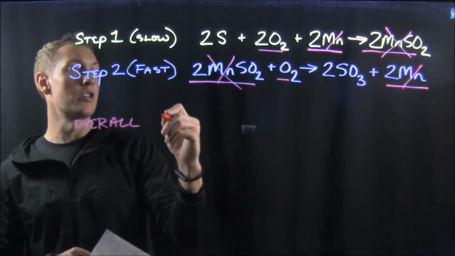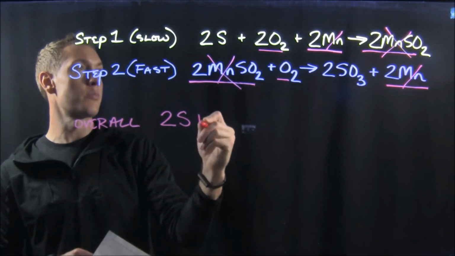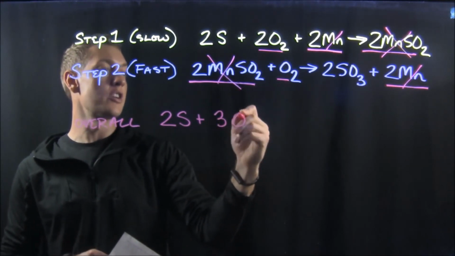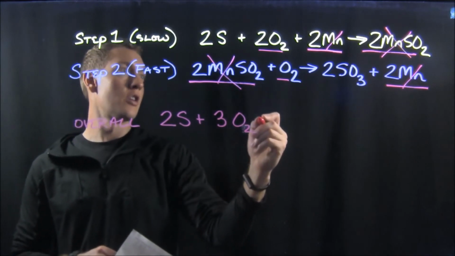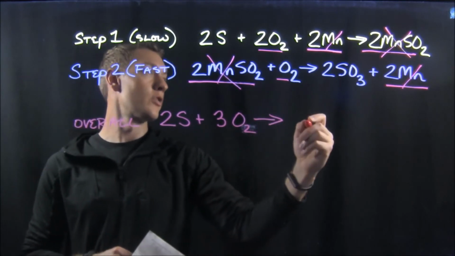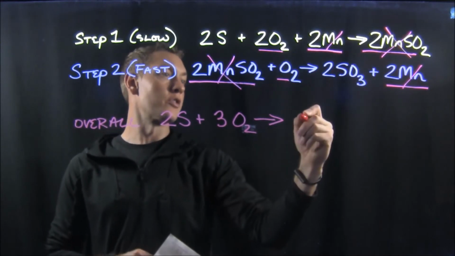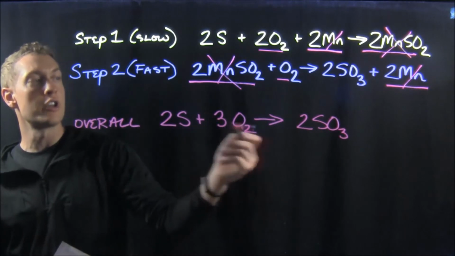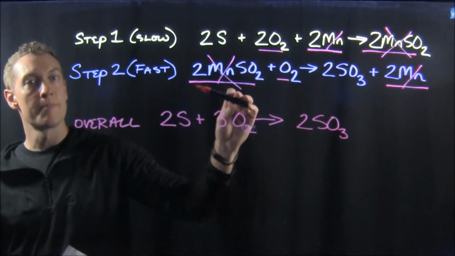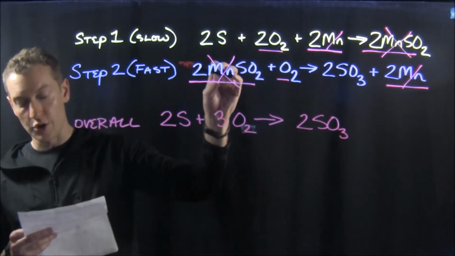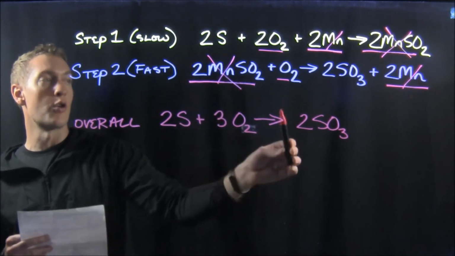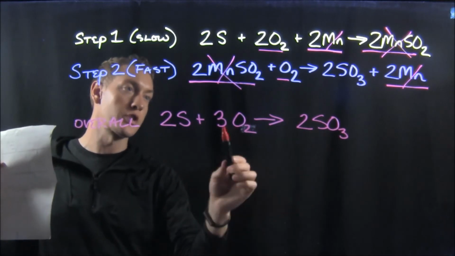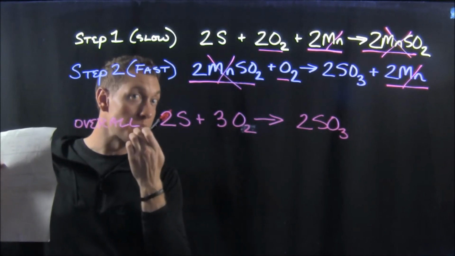is going to end up being 2 sulfurs plus 2 oxygens and another oxygen. That's 3 moles of oxygen. Reacts to form, and the only one that's left is 2 SO3s. And when you combine the constituent reactions into this overall reaction, it should end up as a balanced equation, which this does. 2 sulfurs, 6 oxygens on each side. So that works out.